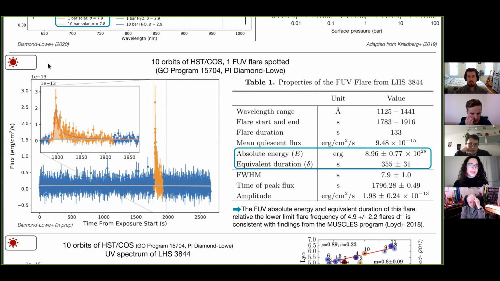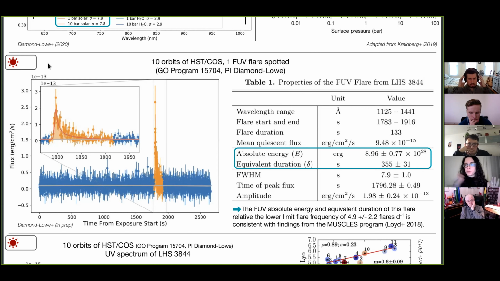So we got this data, and the first thing we did was to just plot it out as a time series. And what I'm showing in this figure is the very first orbit. And it turns out we actually caught a flare in the FUV. So if you're familiar with COS, this is the G130M grating. If you're not familiar, this is just an FUV part of the spectrum.